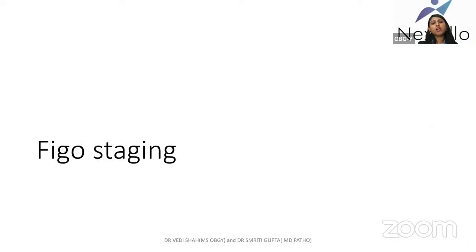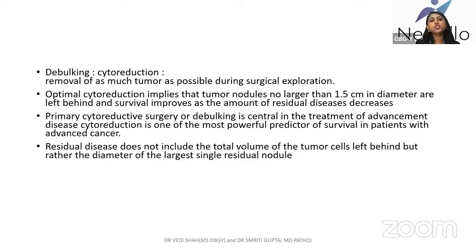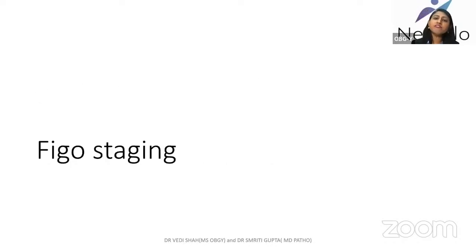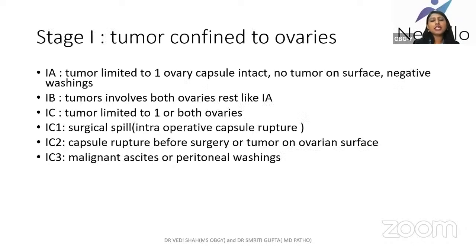Now, based on this, you will be removing this particular tissue and sending it for histopathological evaluation. On that, you will be going for the FIGO staging. According to stage 1, the tumor is confined only and only to the ovaries. In stage 1A, the tumor is limited to one ovary, the capsule is intact, no tumor is on the surface, and the washing is negative.